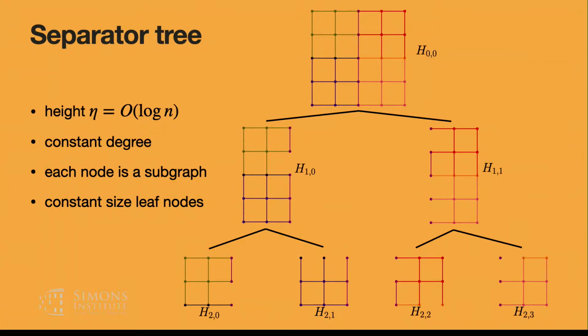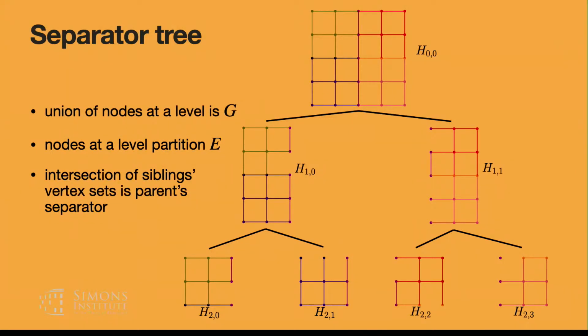Again, we will find a balanced separator in this node, which we'll take to be this part in the middle. That separates it into two smaller pieces, and we do the same thing on the other side. Edges in the middle get partitioned arbitrarily. We can see that the height of this tree is going to be log of n. It has constant degree. Each node represents a subgraph of the original graph, and we get down to constant size leaf nodes.